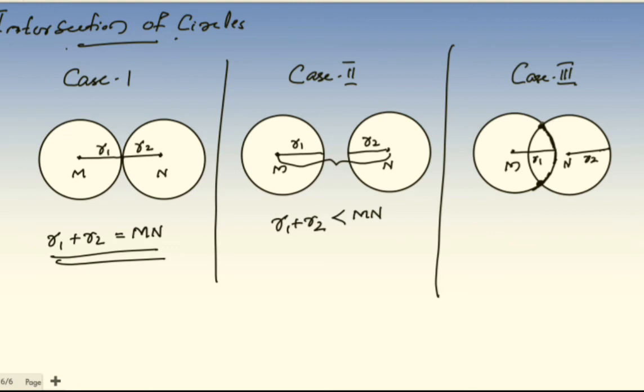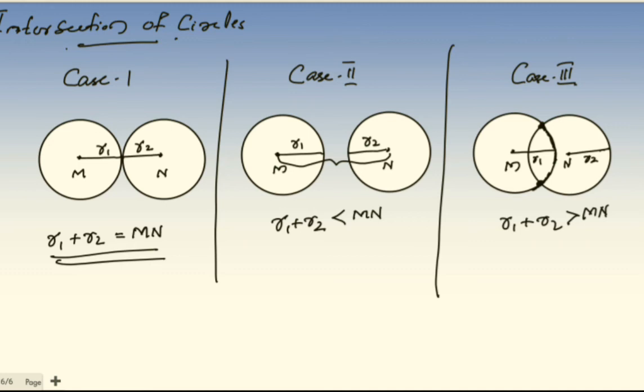If they intersect at 2 points, which means M and N, they are close. The sum of the radii, that is R1 plus R2, is bigger than the distance MN. The distance between M and N is smaller than R1 plus R2. So this is how we are proving.